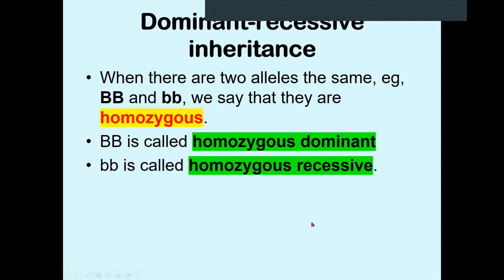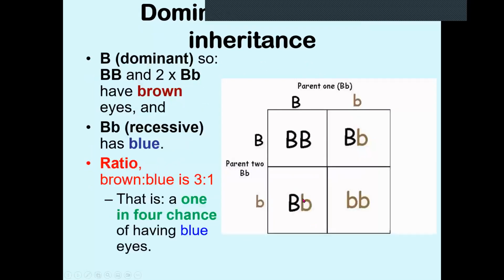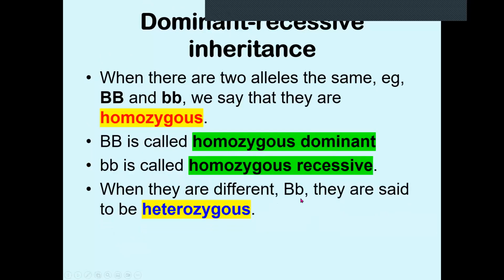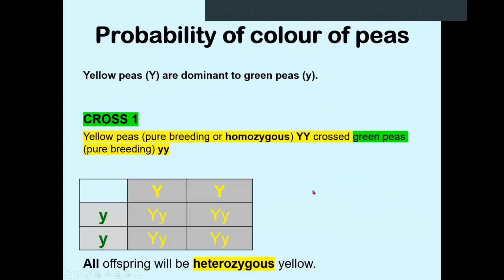When they are different, this one and this one, we say they're heterozygous. Big B, little b. They're different. Hetero means different. Now, yellow peas, for example, are the dominant type of pea. The green peas are the recessive version. And with peas, for the color, they use Y's. I don't know why they use Y, but that's what I'm using.